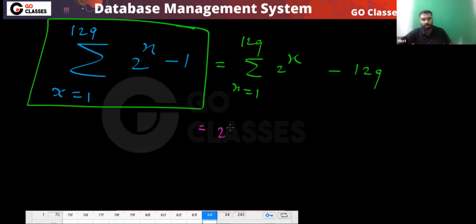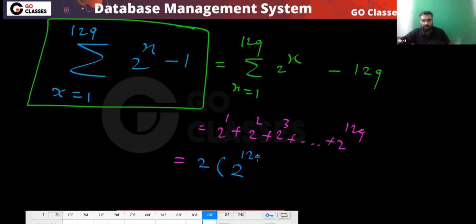So this is like 2 power 1 plus 2 power 2 plus 2 power 3 up to 2 power 129. Again, this is a series. Correct? So again, this is a GP. Its answer will be, you can notice, the first term multiplied by common ratio power number of terms minus 1, divided by common ratio minus 1. Then this minus 129. This will be your answer.